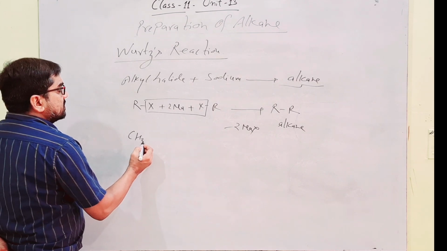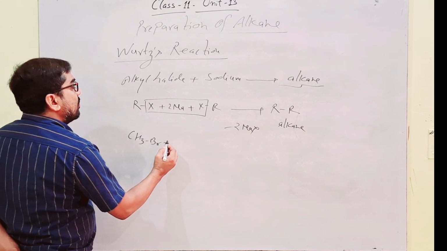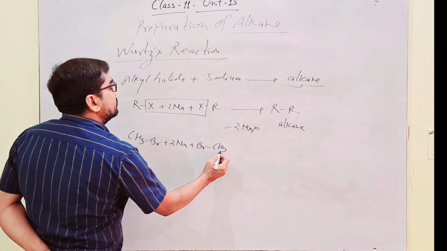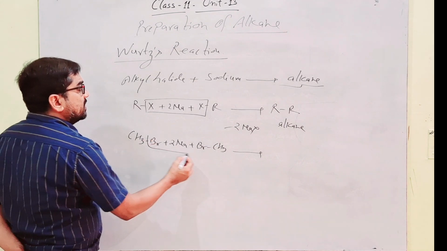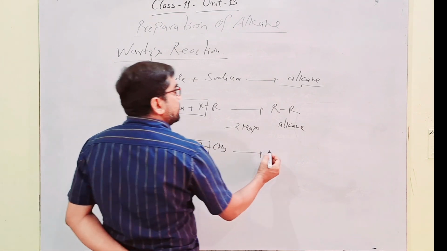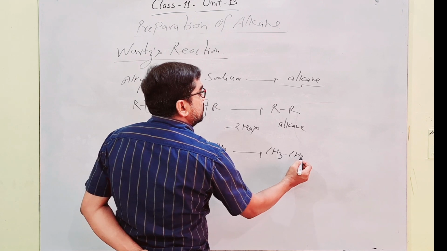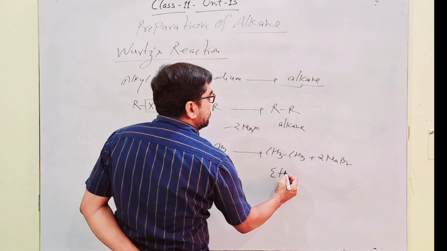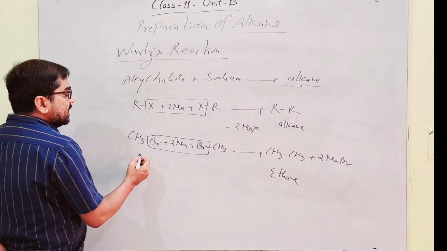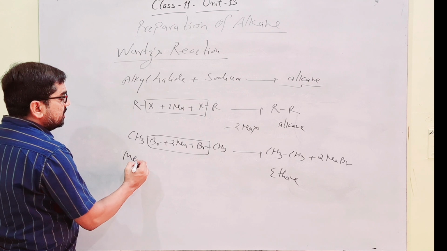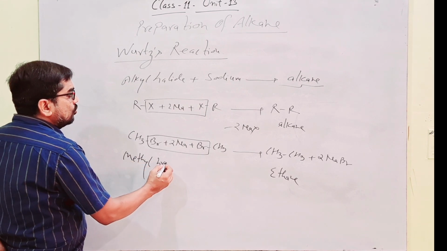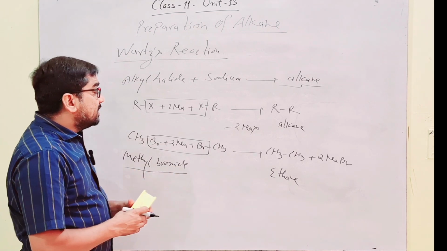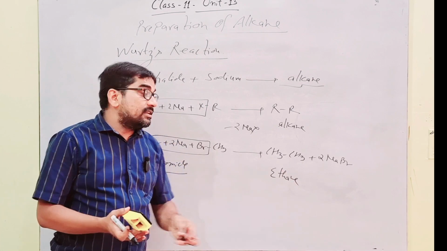Real example: CH3Br plus 2Na, arrow, elimination of 2NaBr, formation of CH3 single bond CH3 with elimination of 2NaBr. Here ethane is formed. Initially the alkyl halide was of one carbon, that is methyl bromide, or IUPAC name bromomethane. One carbon containing alkyl halide results in 2 carbon containing alkane.